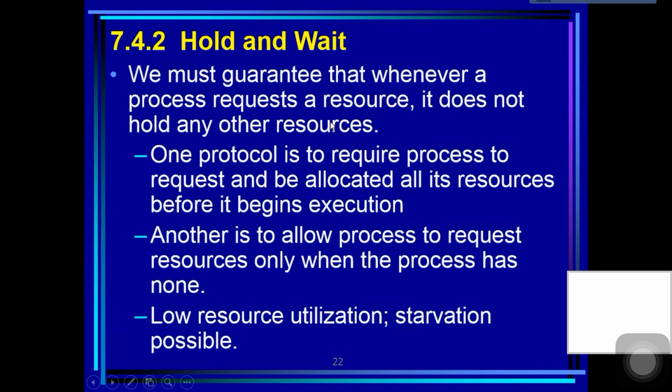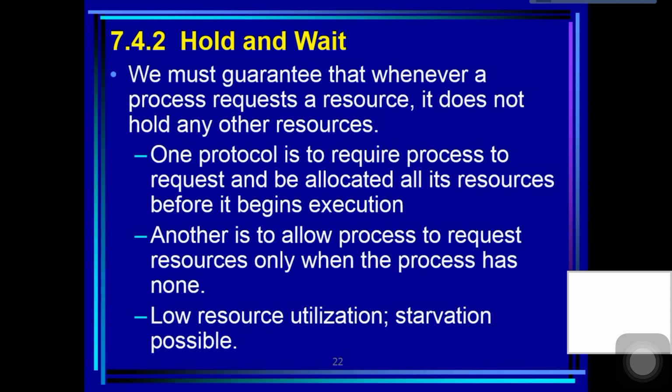Section 2. Hold and wait. To ensure that the hold and wait condition never occurs in the system, we must guarantee that whenever a process requires a resource, it doesn't hold any other resource. One protocol that we can use requires each process to request and be allocated all its resources before it begins execution. We can implement this provision by requiring that system calls requesting resources for a process precede all other system calls.